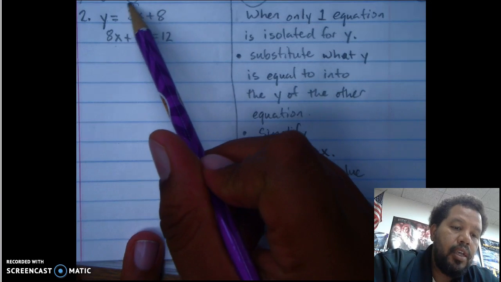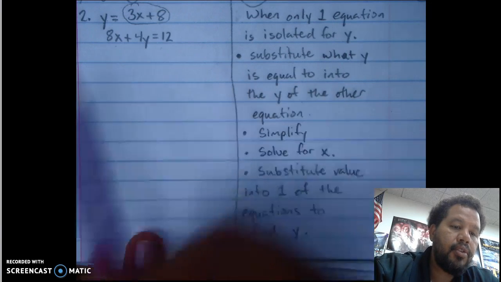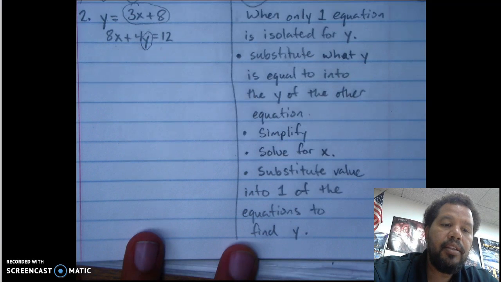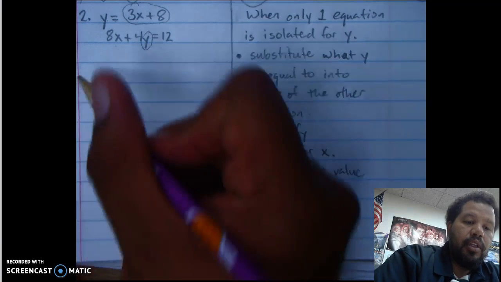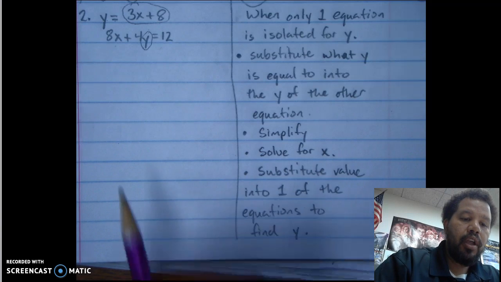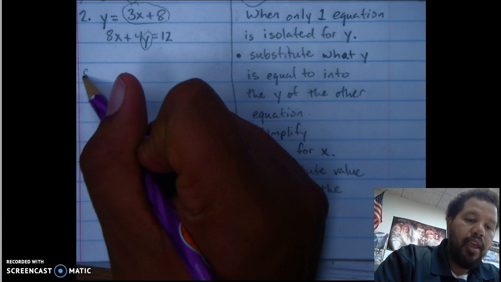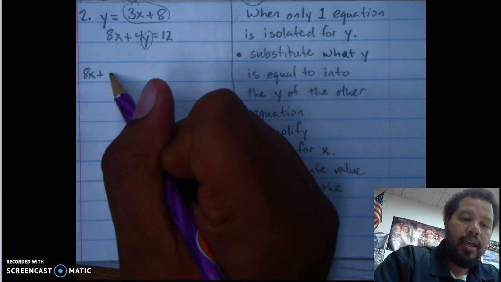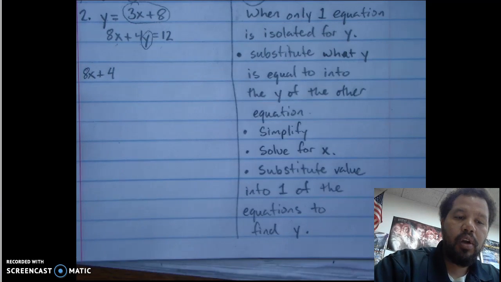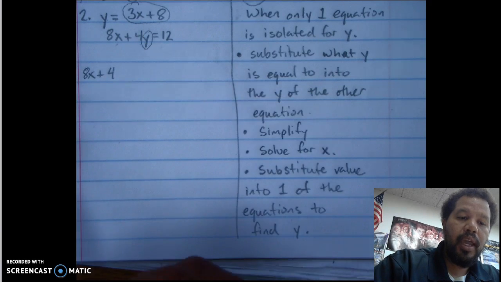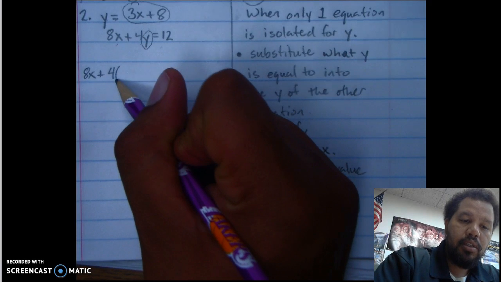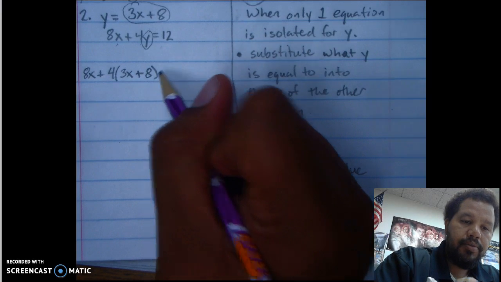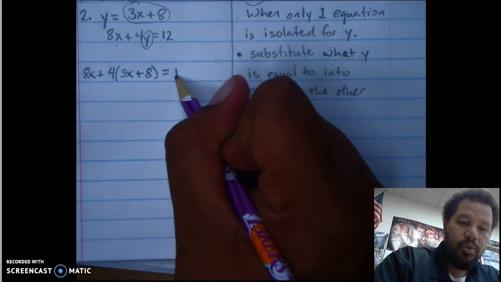So in this case, we're going to substitute the 3x plus 8 into that y right there in the second equation. So it's going to look like this. It's going to make a longer complex equation. So we're going to have 8x, because that's from that equation, plus 4 times y. So we're not going to have 4 times y anymore. We're going to replace that y with the 3x plus 8. So we use parentheses to put in the 3x plus 8. And then it's supposed to equal 12.